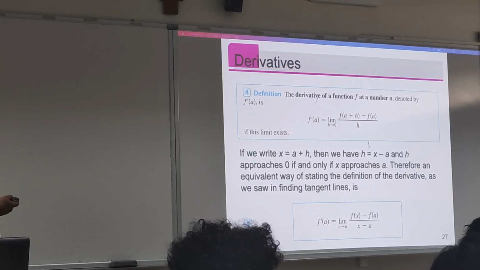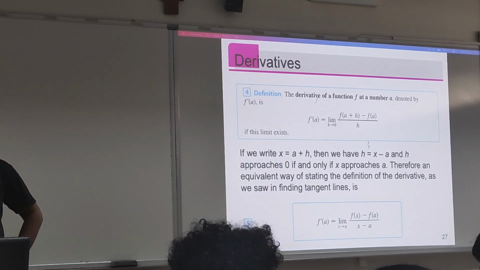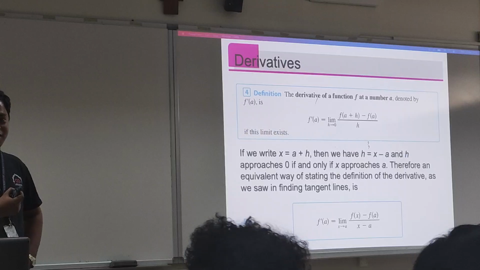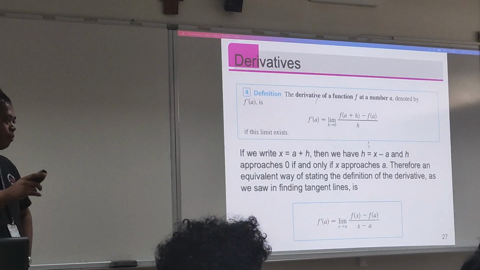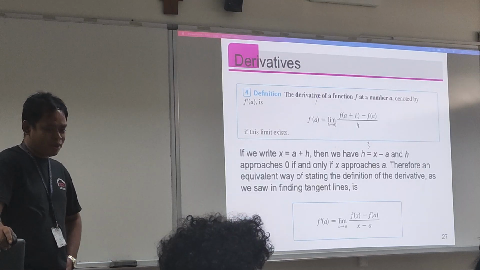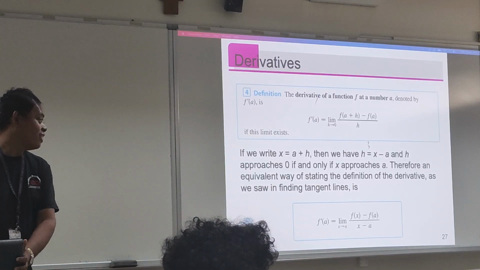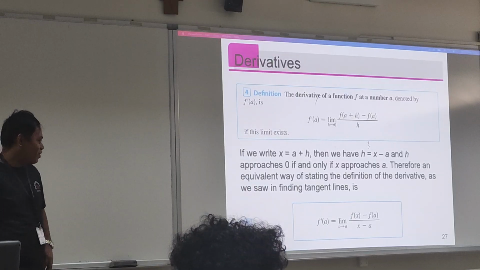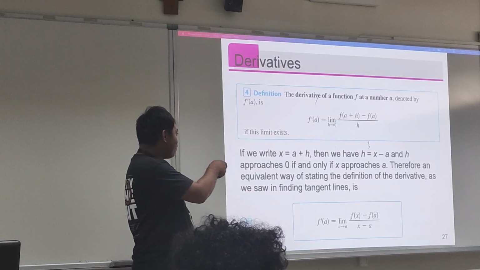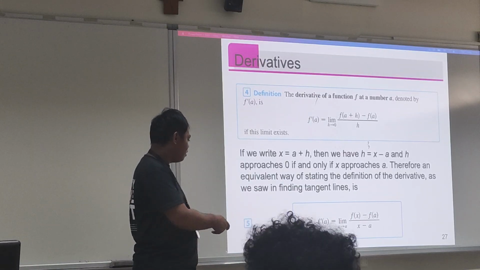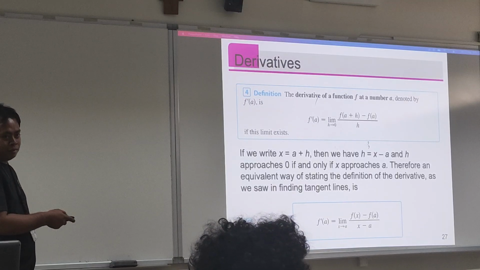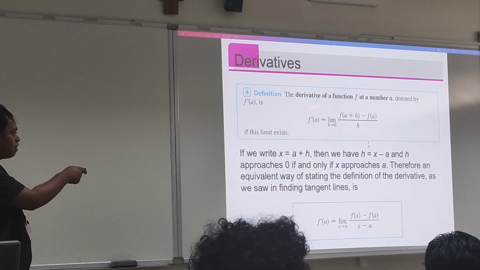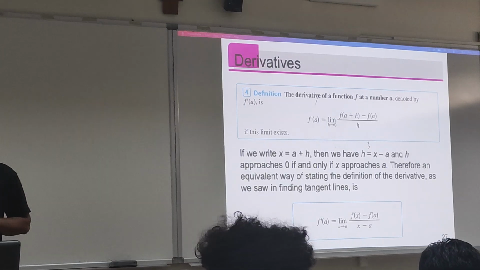If this limit exists. So if the function is a rational function, it is more challenging to solve for the limit, for the derivative, compared to when it is just a polynomial. So it is more interesting. Another form for this one is like this now. F prime of a is equal to the limit of f of x minus f of a divided by x minus a as x approaches a. This one can be translated into the other one, so they're just similar formulas.